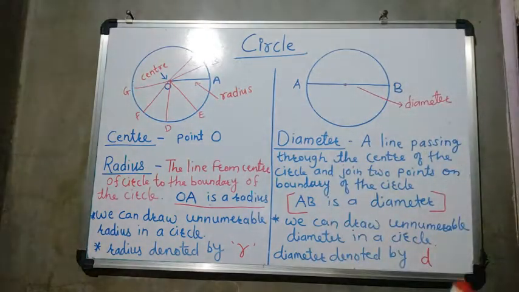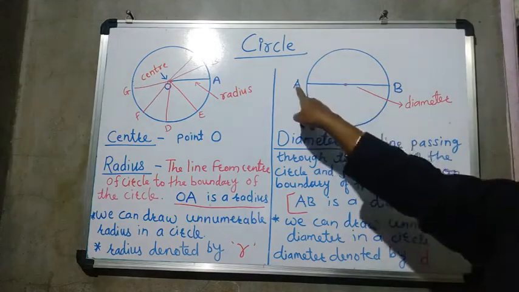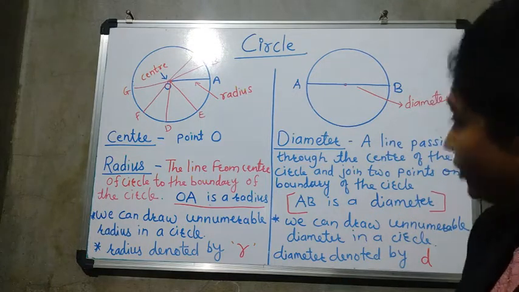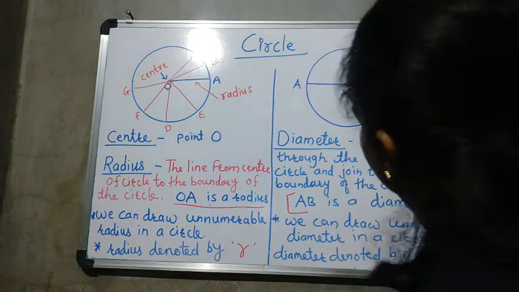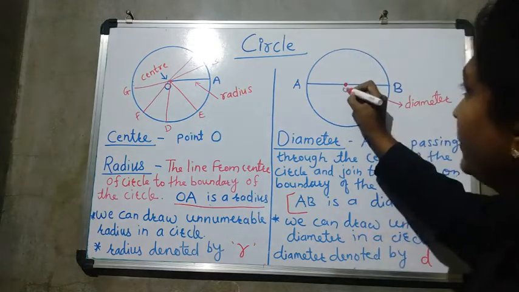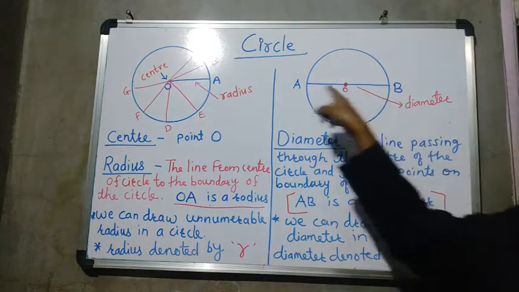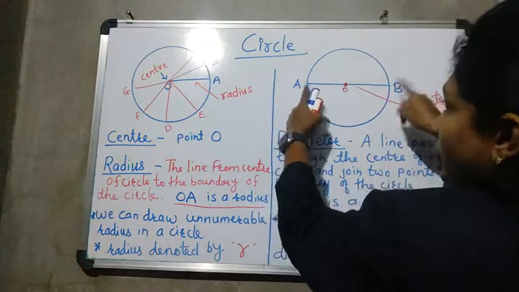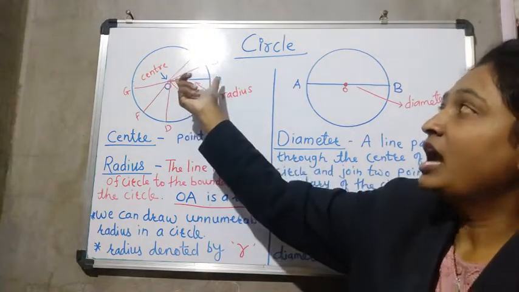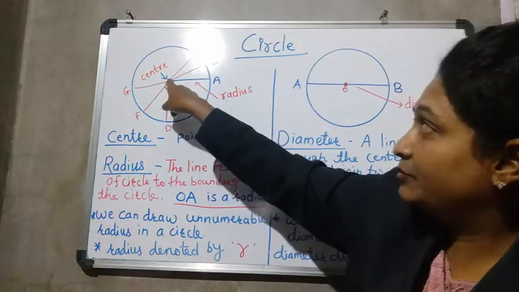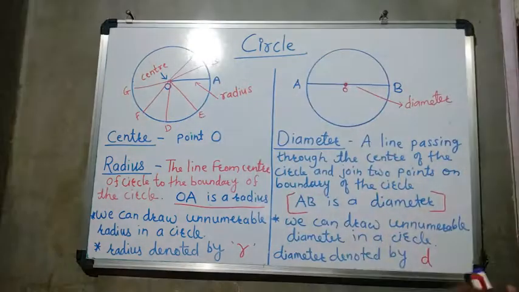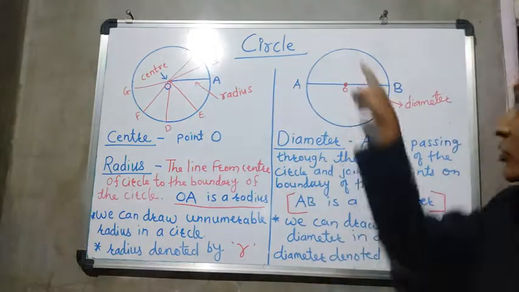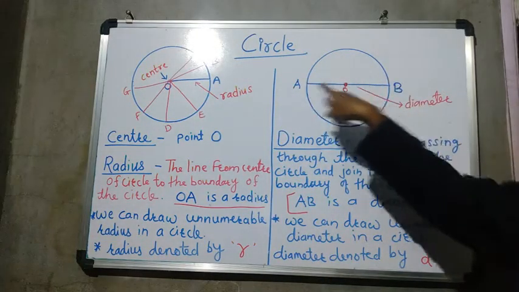Now diameter means what? See here, I drew the line AB in this circle, and the center O. See, this line is passing through the center of the circle and joining two points of the boundary of the circle. Radius is only half of that: from the center to the boundary. But here this line AB is joining two points on the boundary of the circle.